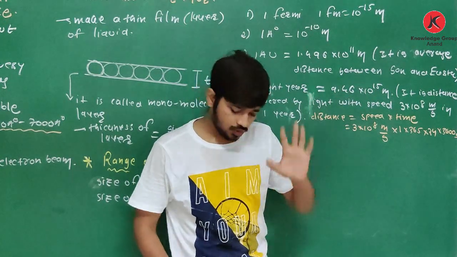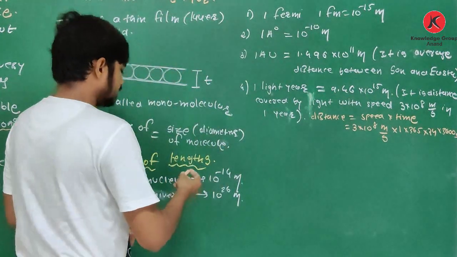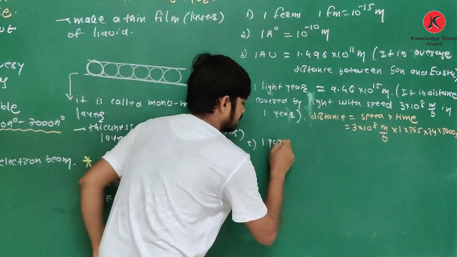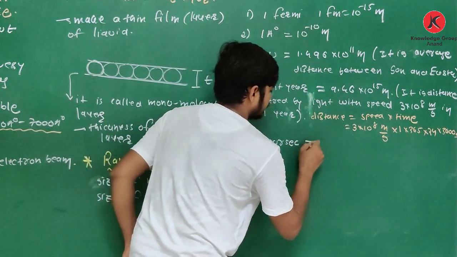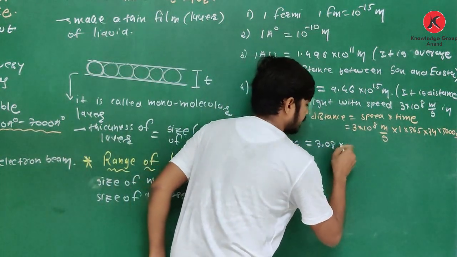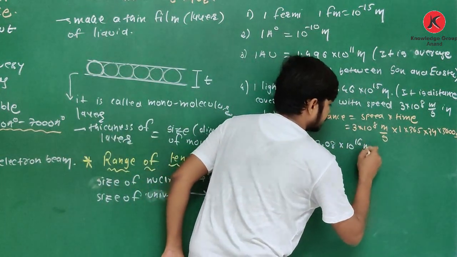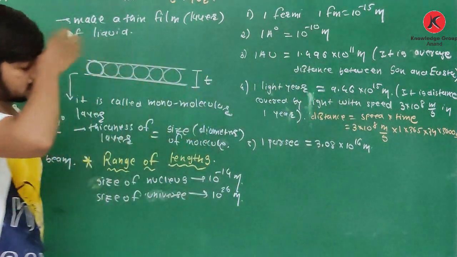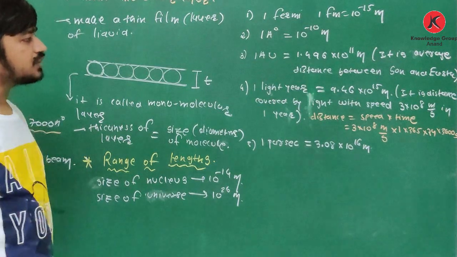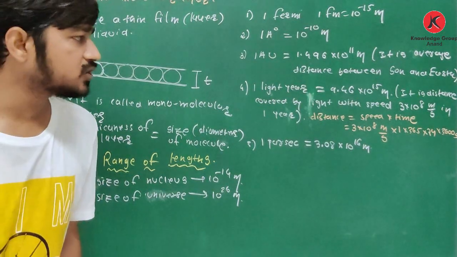Clear about this? Okay. Now, the last one is number 5. That is 1 parsec. And 1 parsec is equal to 3.08 into 10 raised to 16 meter. Okay. Now, what is the definition of this 1 parsec?